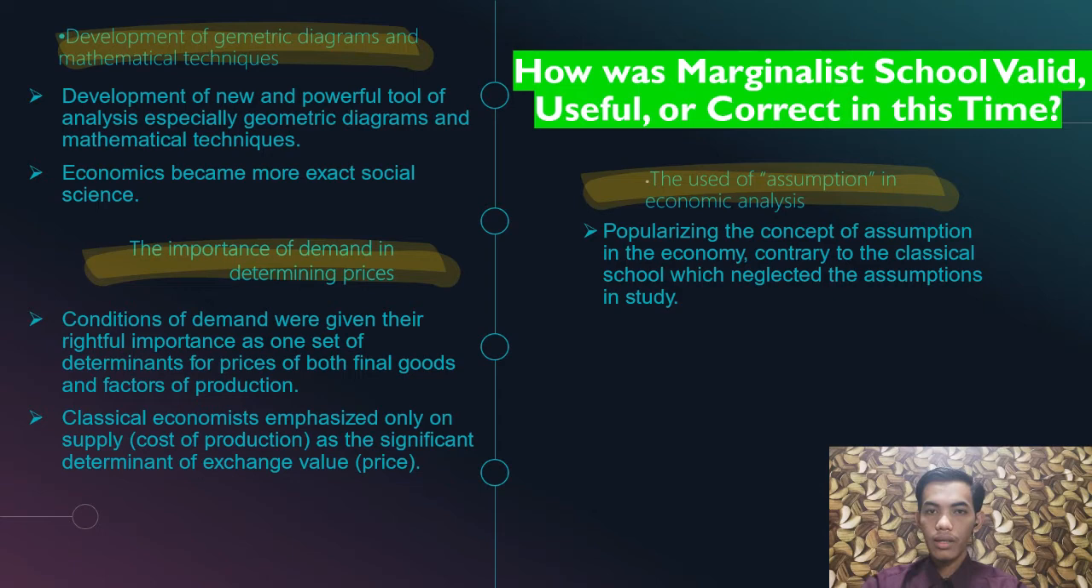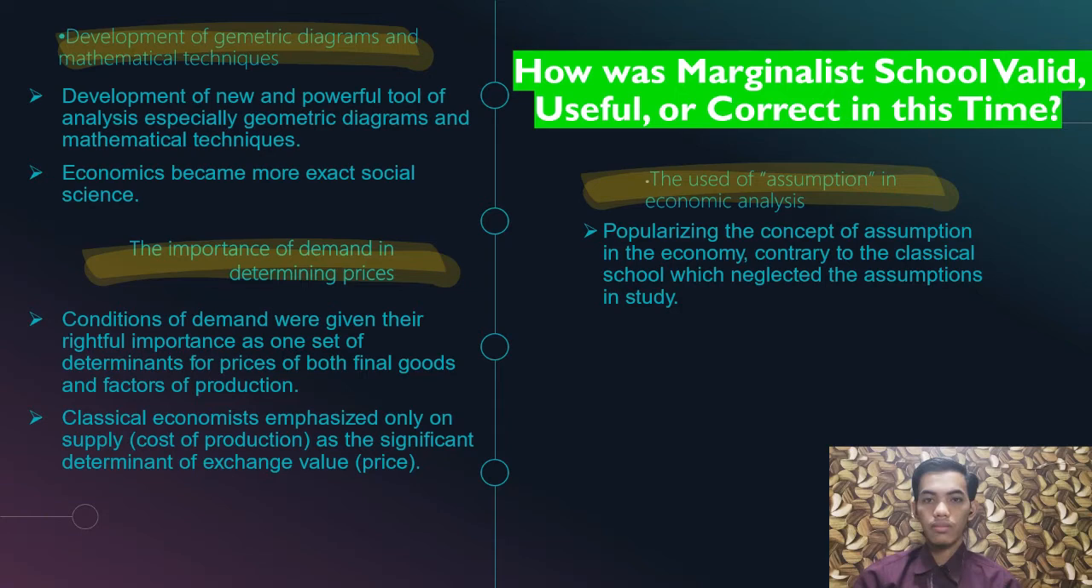Next, the importance of demand in determining price. Conditions of demand were given their rightful importance as one set of determinants for the price of both final goods and factors of production. Classical economics emphasized only supply, cost of production, as the significant determinant of extreme value price. Then, the use of assumptions in economic analysis, popularizing the concept of assumption in economics, contrary to the classical school which neglected assumptions in study.